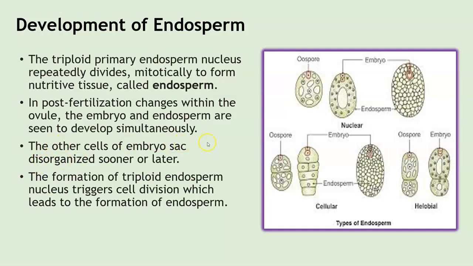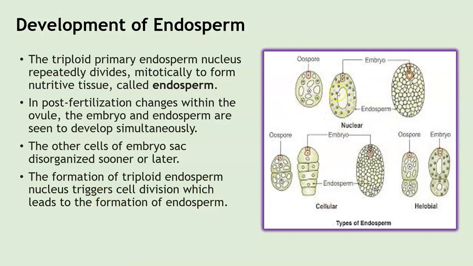But first we will have a look at the development of the endosperm, which will be followed by the development of the embryo. The other cells of the embryo sac disorganize sooner or later. Now, the formation of the triploid endosperm nucleus triggers cell division, which leads to the formation of the endosperm. Have a look at this image here. This is how our endosperm looks.